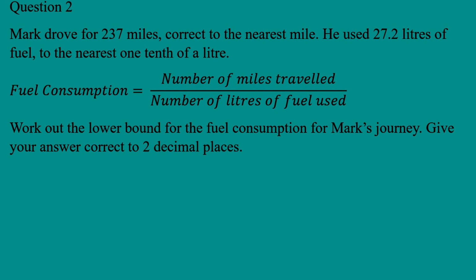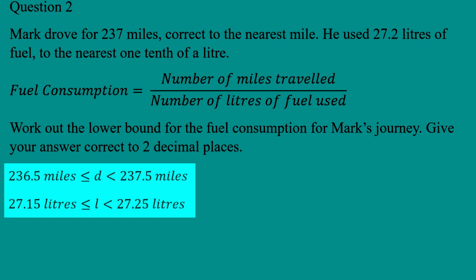You are given a formula for the fuel consumption for a journey as being equal to the number of miles traveled divided by the number of liters of fuel used. As both the distance and the amount of fuel used have been rounded, we need to write error intervals for both of these. Let's call the distance d, and the number of liters of fuel consumed, L. We want to calculate the lower bound for the fuel consumption, the smallest value it can be. The consumption is equal to the distance d, divided by the fuel used, L.